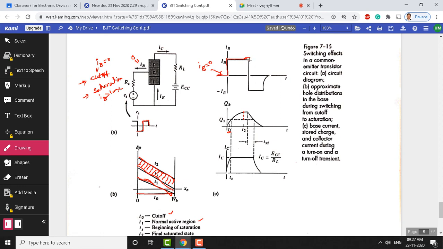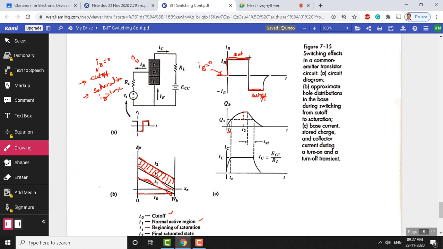Once the device reaches saturation, if you suddenly make the base current 0 or negative, you are moving from saturation to cutoff. Here the device is in saturation for this period, and here the device is in cutoff. You are moving all of a sudden from saturation to cutoff. Now the device is not as fast as we are thinking here.